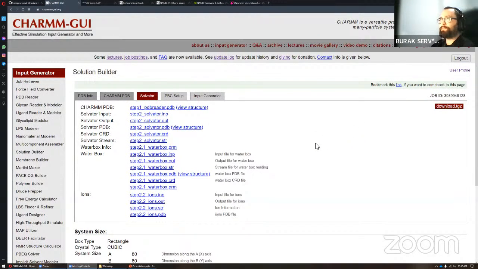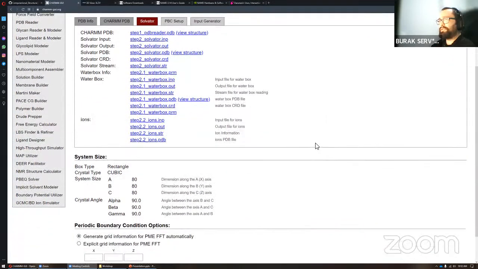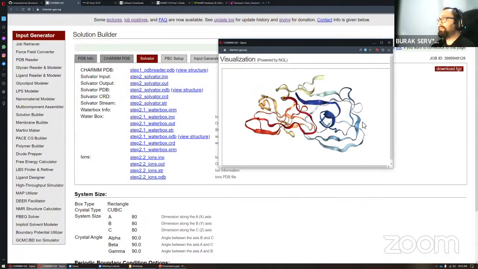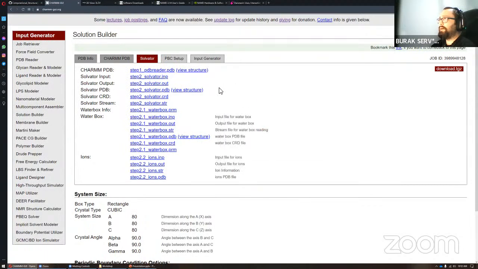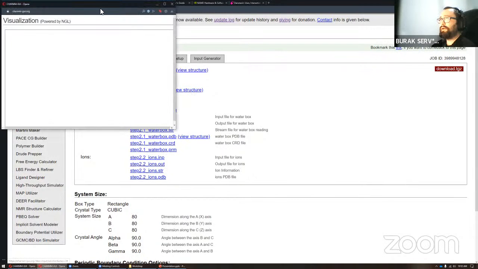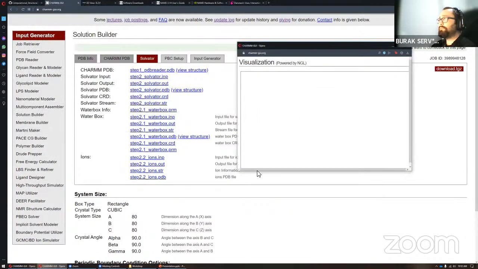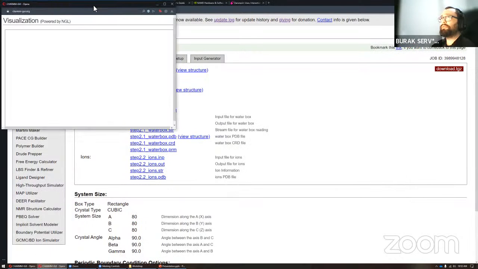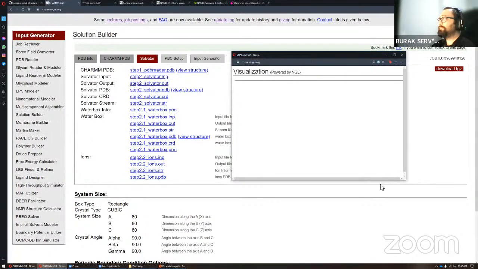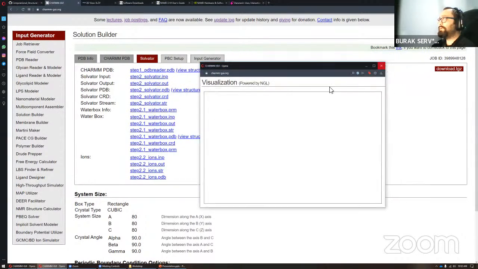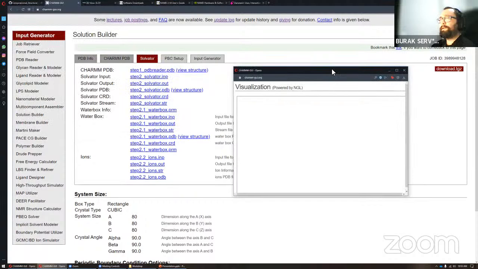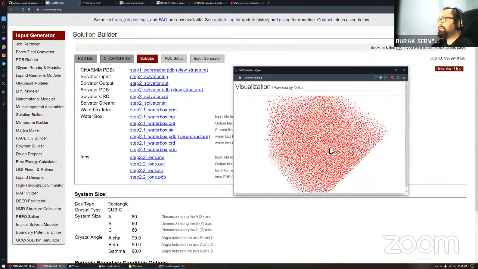Okay, perfect. Now our system looks ready, but again, I want to check the first part. And this is our structure. Now we can check the next step. I want to reopen. Maybe we can check the first, this one. Now CHARMM-GUI cannot show this. Yes, perfect. Now you can see this is our water box.